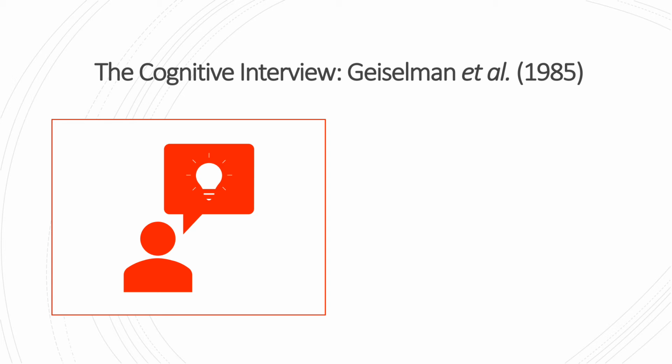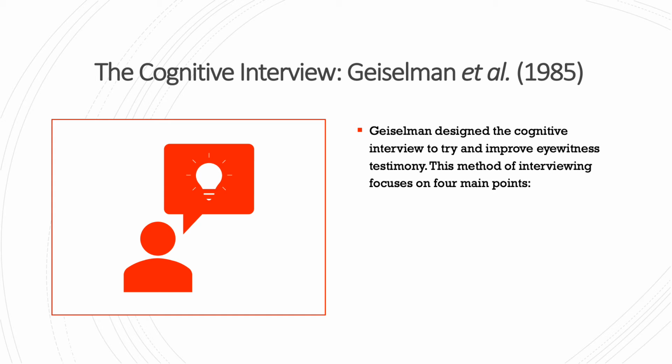Okay, so back to the cognitive interview then. I just want to recap the A01 quickly, just so it's really fresh in our minds before we start evaluating. So it was done by Geiselman, and he designed it to try and improve the eyewitness testimony, because we've seen that lots and lots of factors affect the accuracy of it. And it focuses on 4 main points.